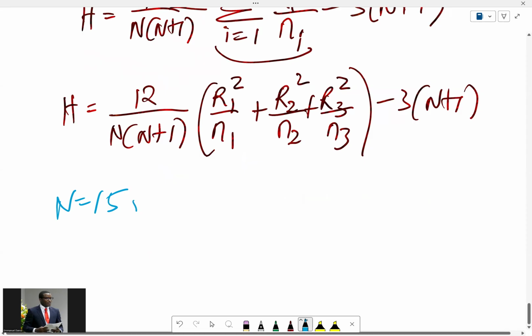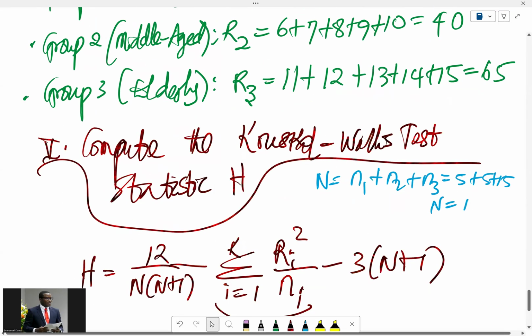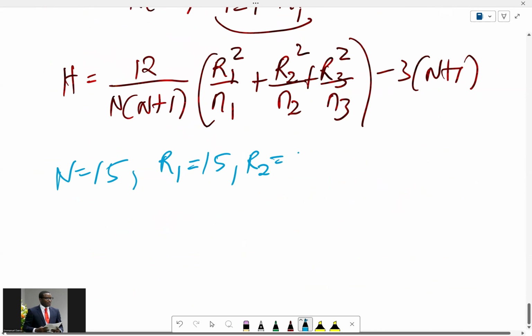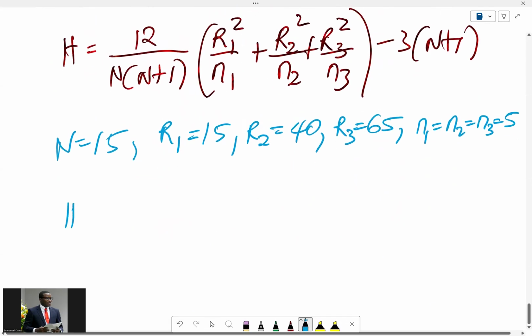That's 15. Then we have R1, from what we just did: R1, R2, R3 are 15, 40, 65. So R1 is 15, R2 is 40, and R3 is 65. Then N1 is equal to N2 is equal to N3, and that is 5 each. So that's easy peasy. Then we can have H to be 12 over 15 into 15 plus 1.